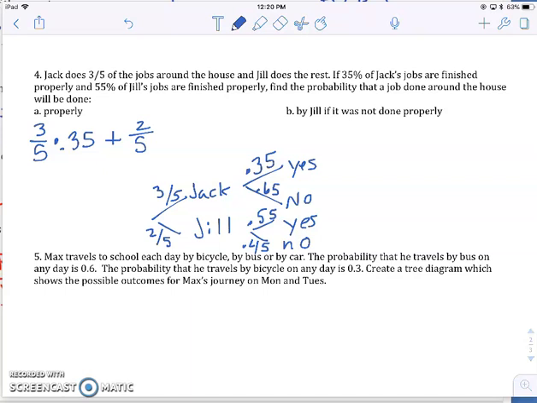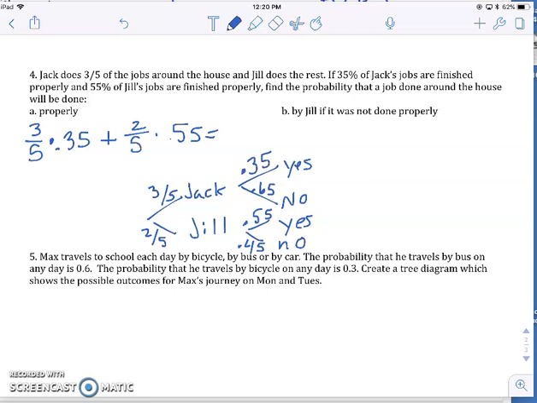2/5 times 0.55 times 0.35 plus 2/5 times 0.55. We got 0.43. By Jill, if it was not done properly, it would be the 2/5 times 0.45. But this is a conditional, if it was not done properly.